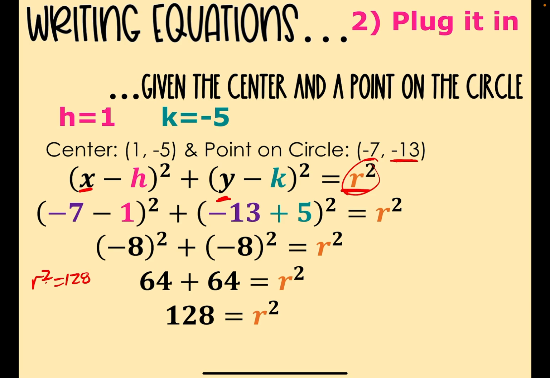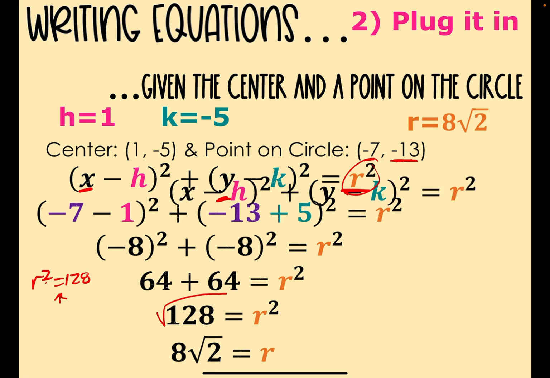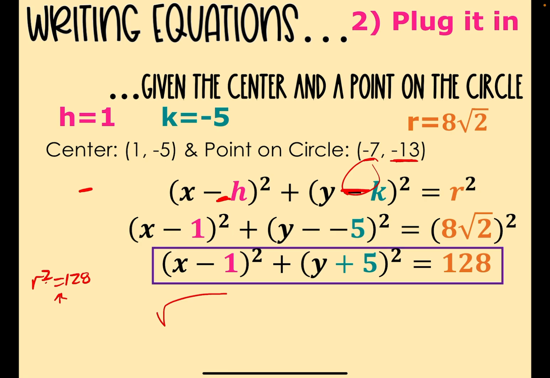But sometimes I'm going to ask you, what is the radius? At which point you need to take the square root of this and simplify that radical, which gets you 8 square root 2. But again, we've already got r squared, so we can write our equation down right here with that r squared already. You only need to know what that r is and simplify it that far if I'm going to ask you what the radius is, or if you needed to find the circumference or area, etc.